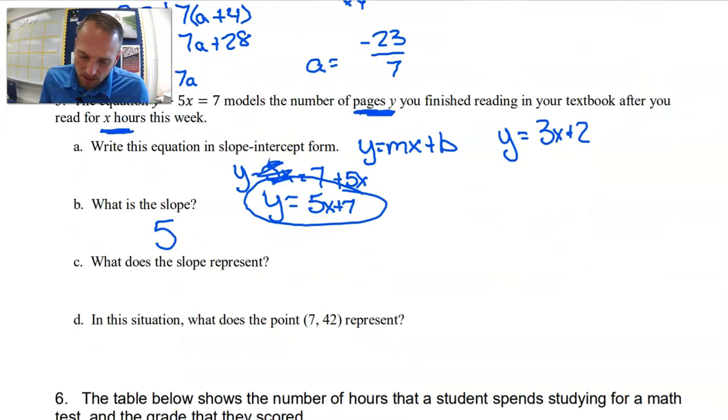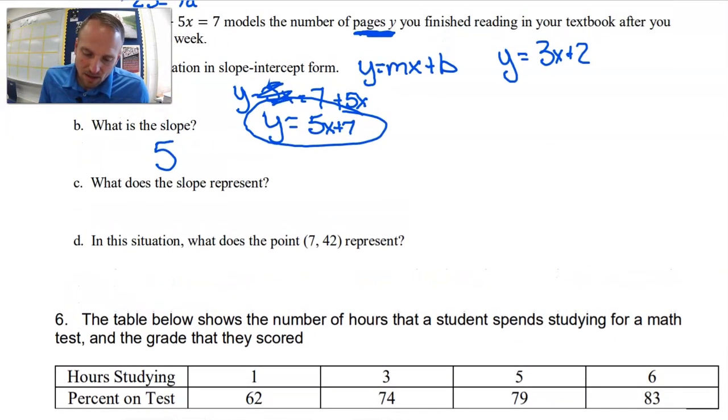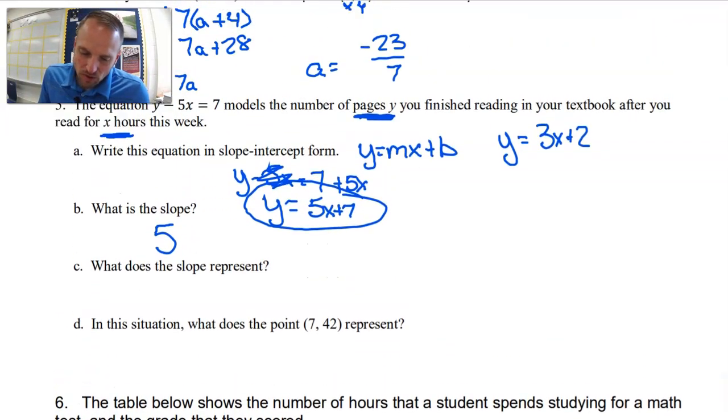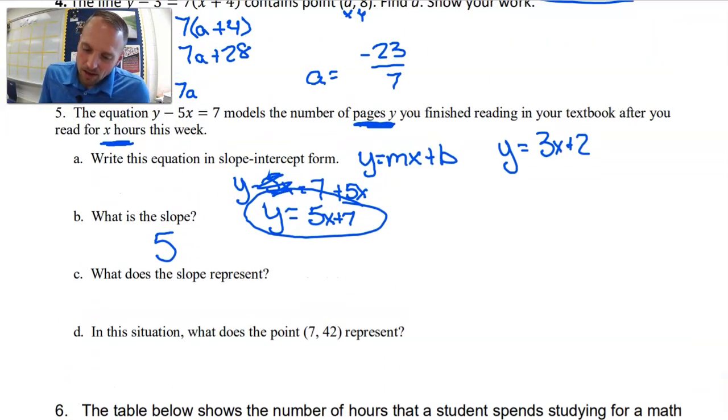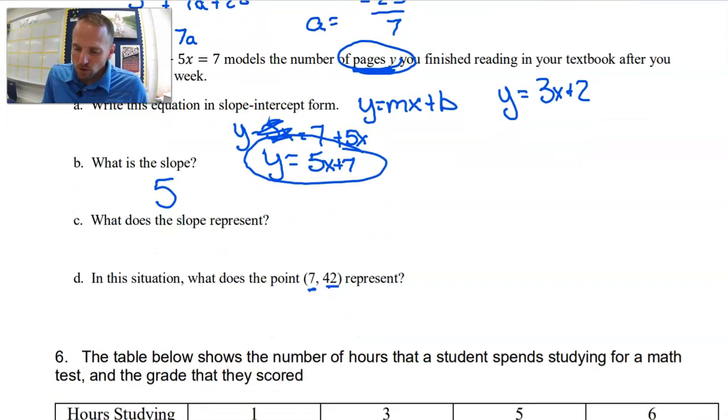Let's look at the next one, letter D. What does the point (7, 42) represent in this situation? Well, we already know that 7 is our x value, and x is hours, so that's going to be 7 hours. 42 is our y value, which is pages. So here's what it means. After you've read for 7 hours, you've read 42 pages. Okay, 7 hours, 42 pages.